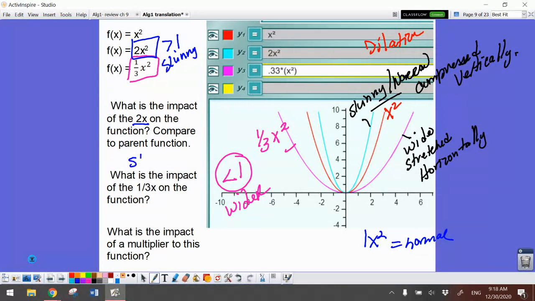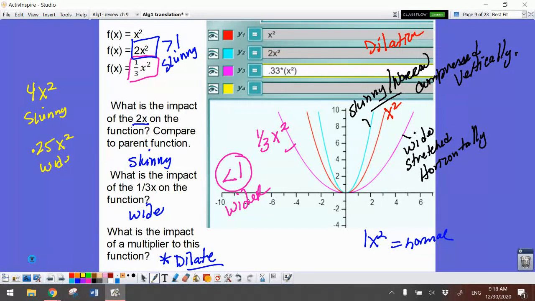So the 2x made it skinny. The 1/3 made it wide. So anytime I multiply something, it's going to cause a dilation. All right, so let's say I give you 4x squared. Is that wide or skinny? Yeah, that's skinny. What if I give you 0.25x squared? Yeah, that one's wide.